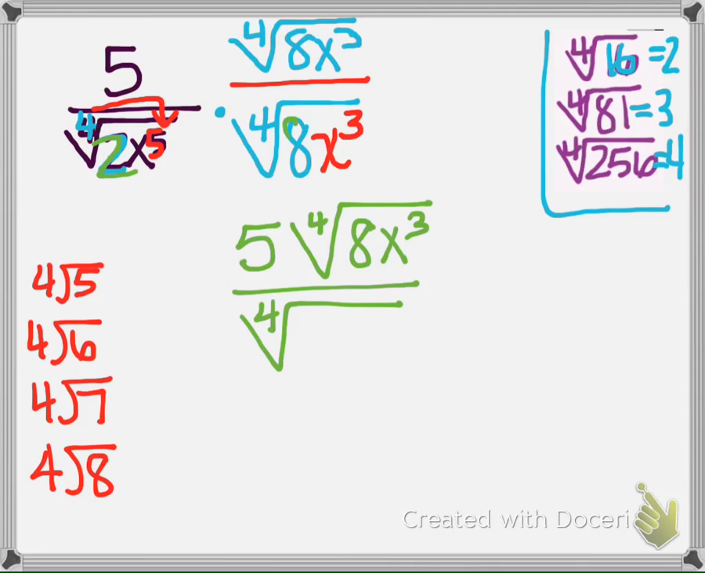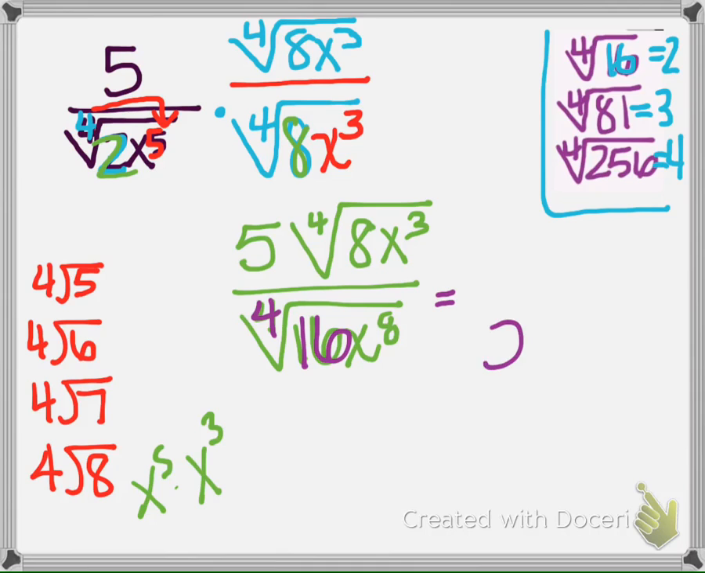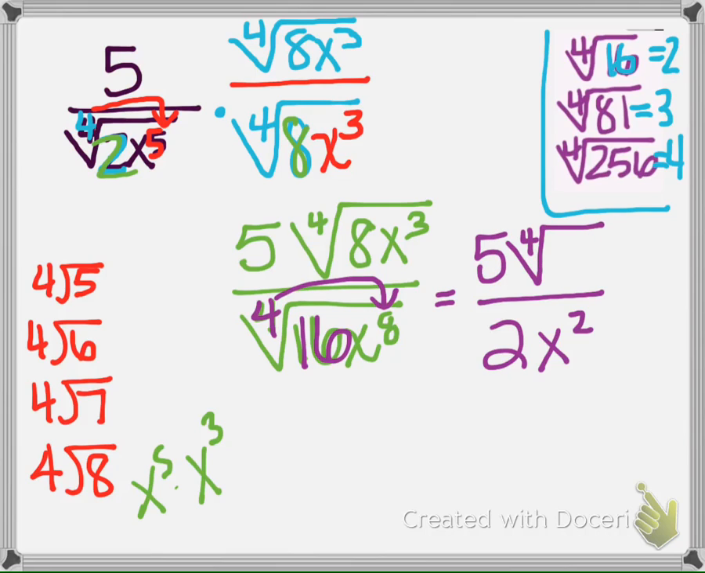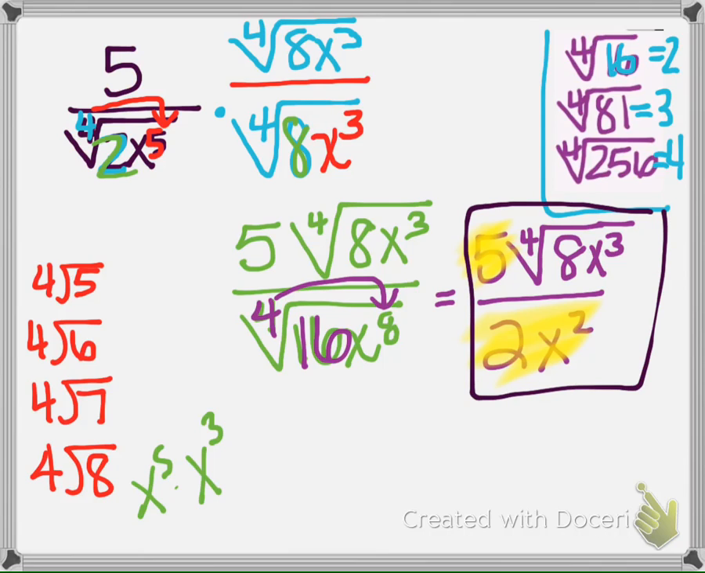So 2 times 8 is 16, and x to the 5th times x cubed is x to the 8th. So the 4th root of 16 is 2, and 4 goes into 8 twice. And then if we take a look at the numerator here, and we take a look at what's outside the radical, and here we have to check if that can be simplified. So it cannot be simplified, so this would be our final answer.